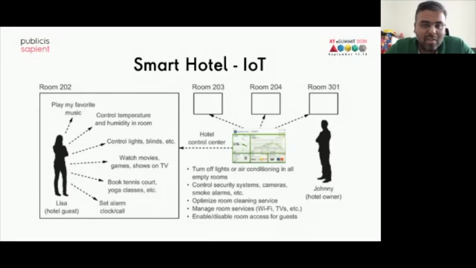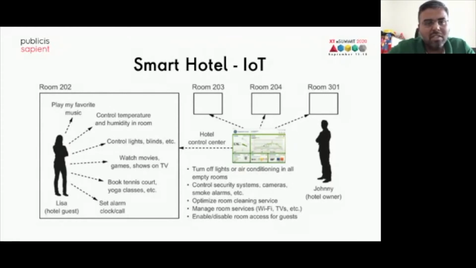And at the same time, the requirements from a hotel owner are to turn the lights on and off based upon the occupancy in the room, control security systems which take autonomous decisions based upon danger situations, optimize room cleaning services, and manage room services like Wi-Fi and TV, and enable and disable the guest access.